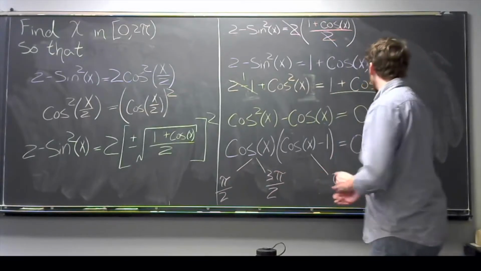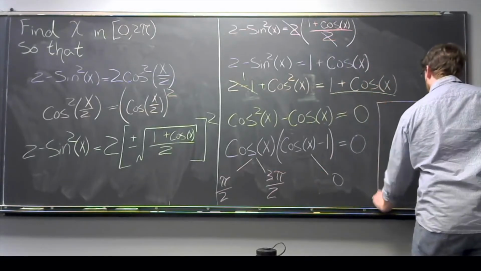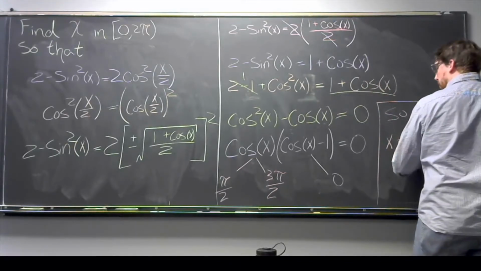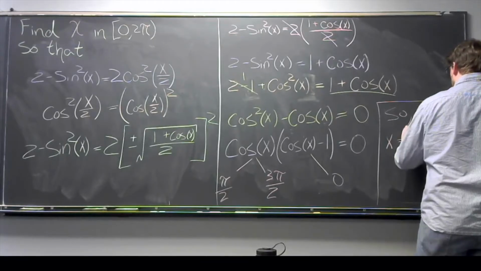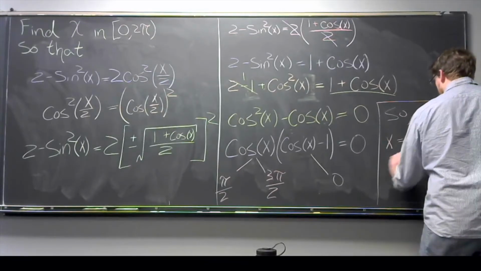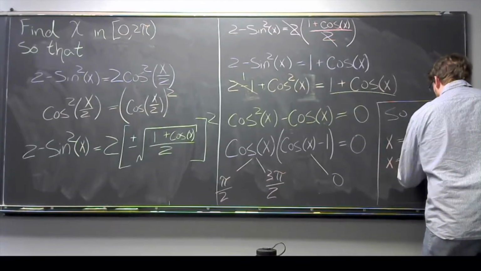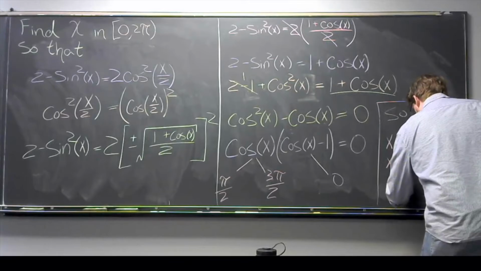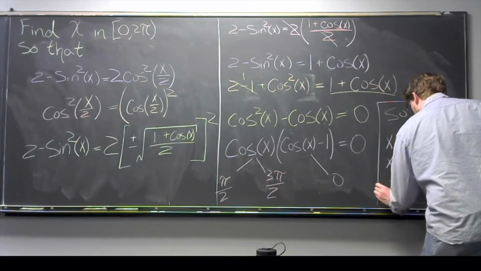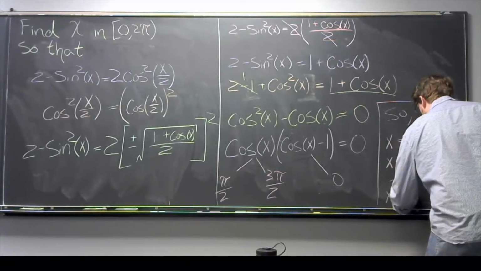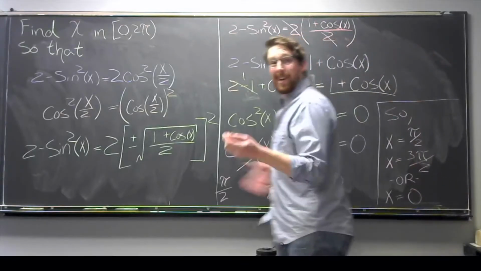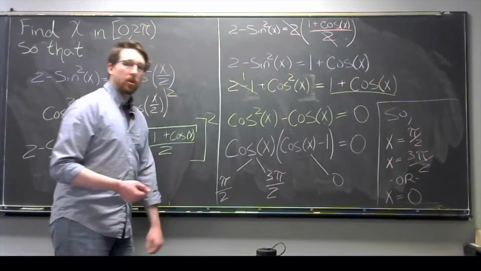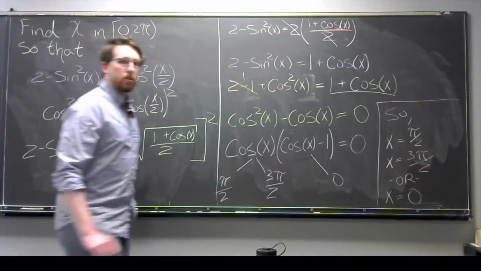So x, let's write this out. So x is equal to pi over 2, 3 pi over 2, or x is equal to 0. And that's it. So let's move on. Let's look at another problem.